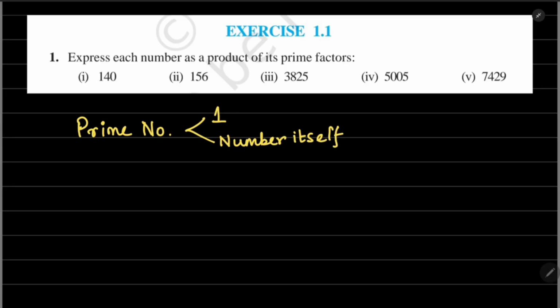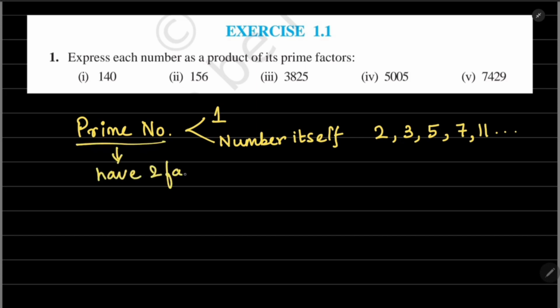So these are prime numbers and you will have to express each of these numbers as a product of the prime factors. The prime numbers start with 2, 3, 5, 7. These are all prime numbers. 11 and so on. 13 is a prime number. Prime numbers will always have two factors. If you have more than two factors, that becomes composite numbers.